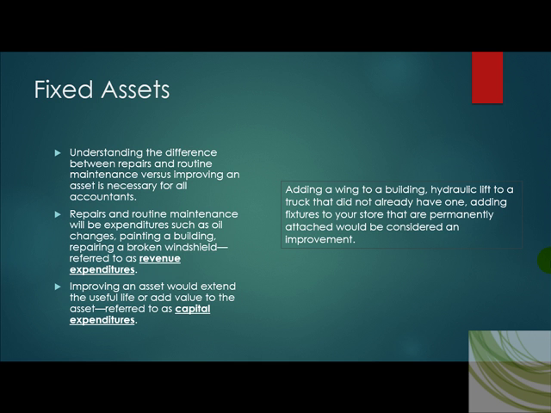Understanding the difference between repairs and routine maintenance versus improving an asset is necessary for all accountants. Repairs and routine maintenance will be expenditures such as oil changes, painting a building, repairing a broken windshield, and these are referred to as revenue expenditures. Improving an asset would extend the useful life or add value to the asset, referred to as a capital expenditure.